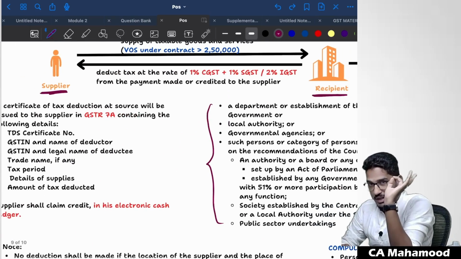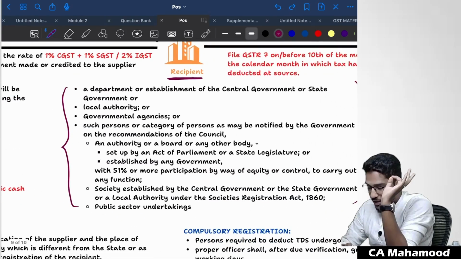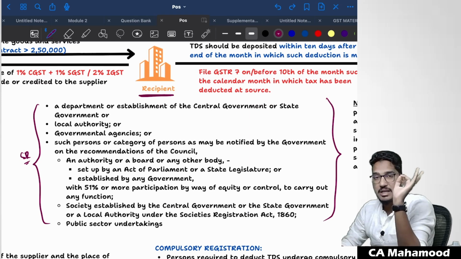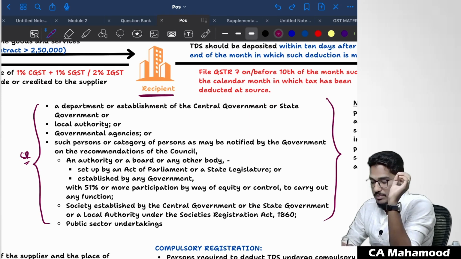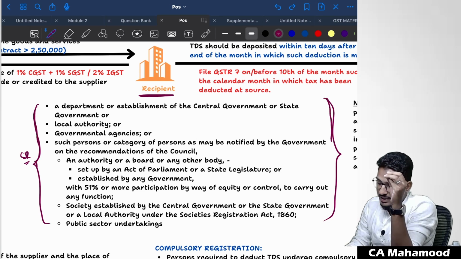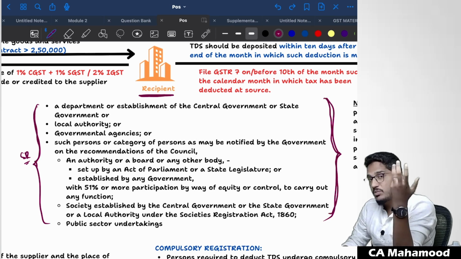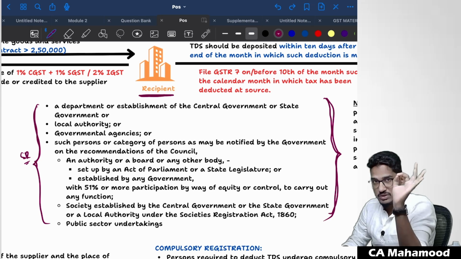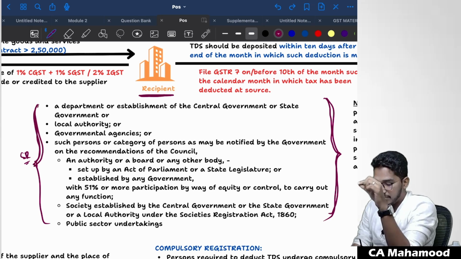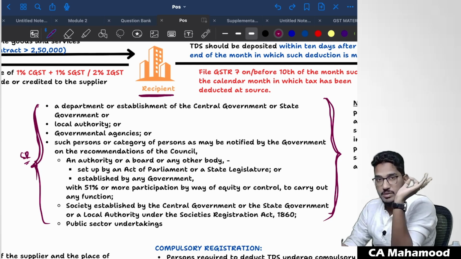But if the supplier is making a taxable supply to any of these specified recipients, then only the TDS mechanism will become applicable. These recipients are the persons who are required to collect the TDS. Recipient, instead of making the payment, will collect the TDS. So when the recipient falls under any of these categories, then only TDS provisions will become applicable. Supplier could be any person. There is no condition with regard to the supplier. So when the supplier is making a taxable supply to the specified recipients, then the TDS provisions will become applicable.